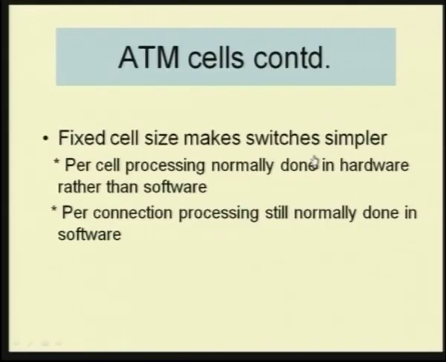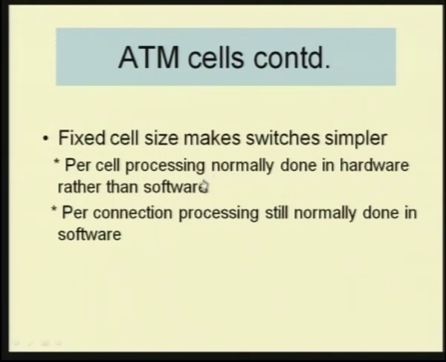So, since it is all 53 byte, equally sized cells, handling different types of data and providing timely delivery becomes easier. That is one of the major advantages of going for this kind of a cell based structure. Continuing on the ATM cells, as I said, the fixed cell size makes the switches much simpler.